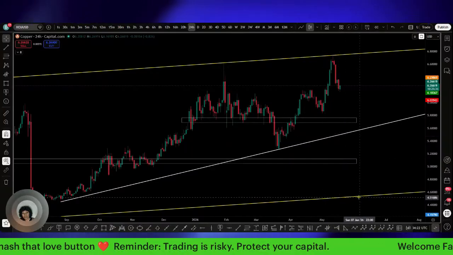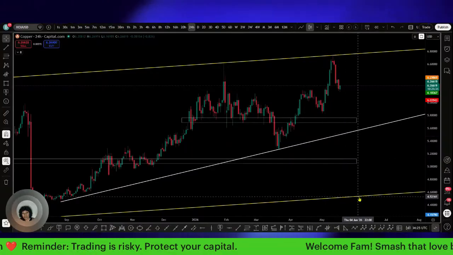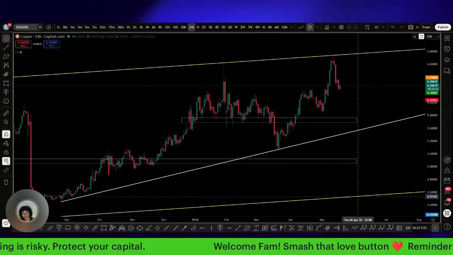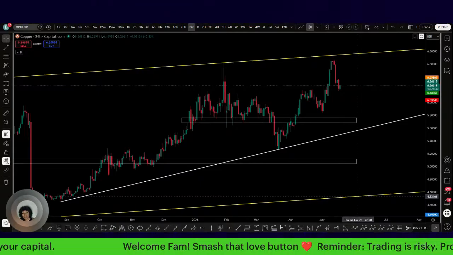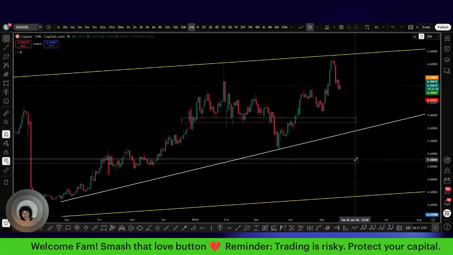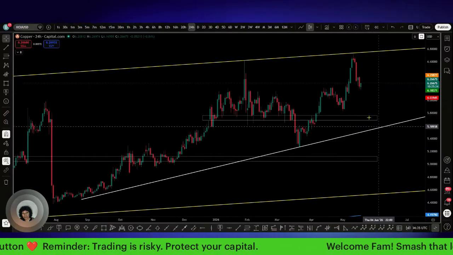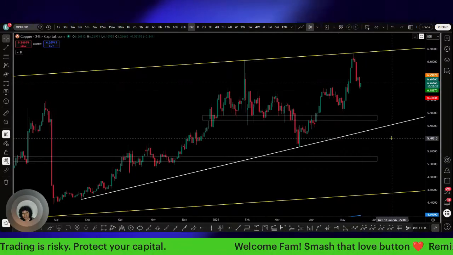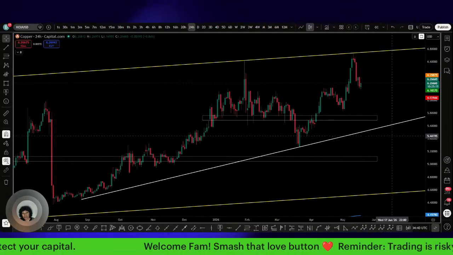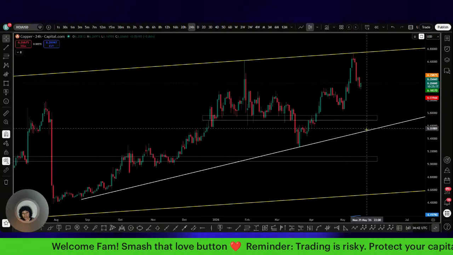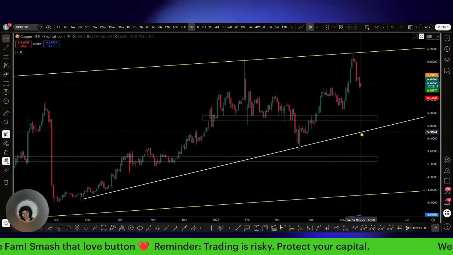I would love for it to rotate all the way back down to the bottom side of the ascending channel. That's a long way from where it is. That's a couple of dollars away. So not really going to bet on that. Copper is really doing pretty awesome. Copper is really doing great. So it could be something like this.